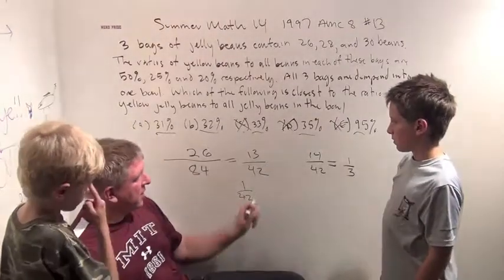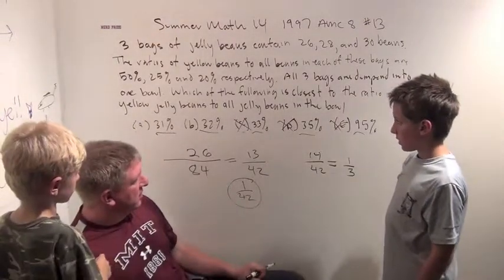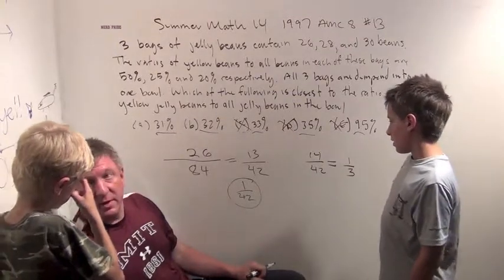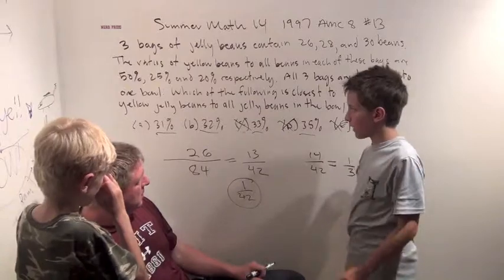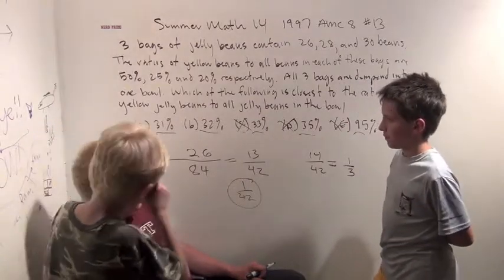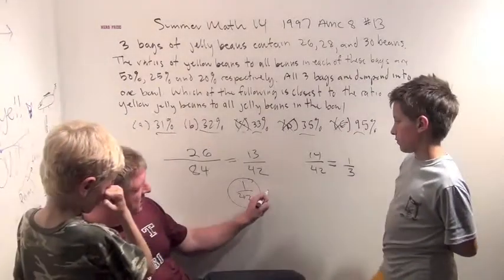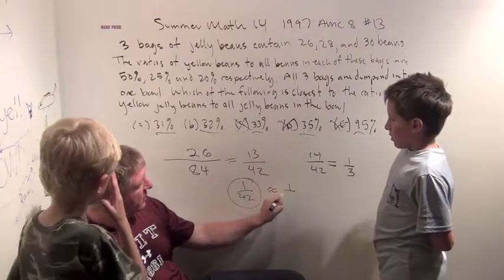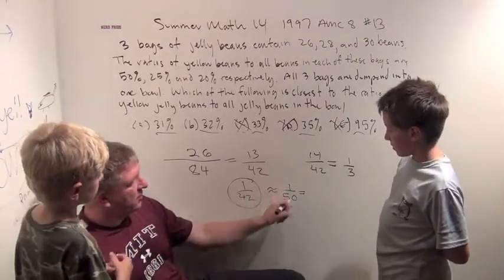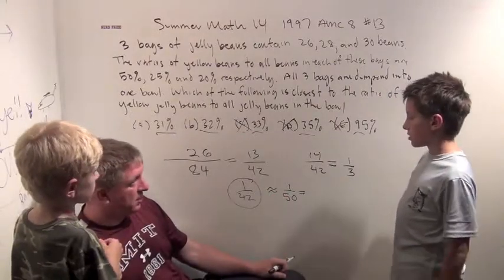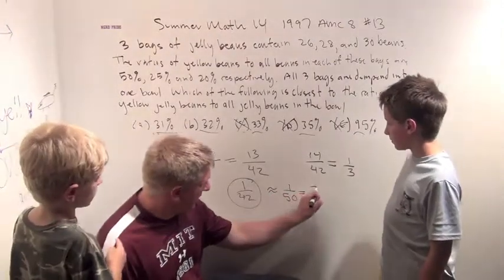And so now we just have to figure out about what 1/42 is. Well, I know it's bigger than 1/100th, so it's probably not going to be 32. You can narrow it down to 1/50th. Okay, this looks a lot like 1/50th. Well, what is 1/50th as a percent? It's 2%.